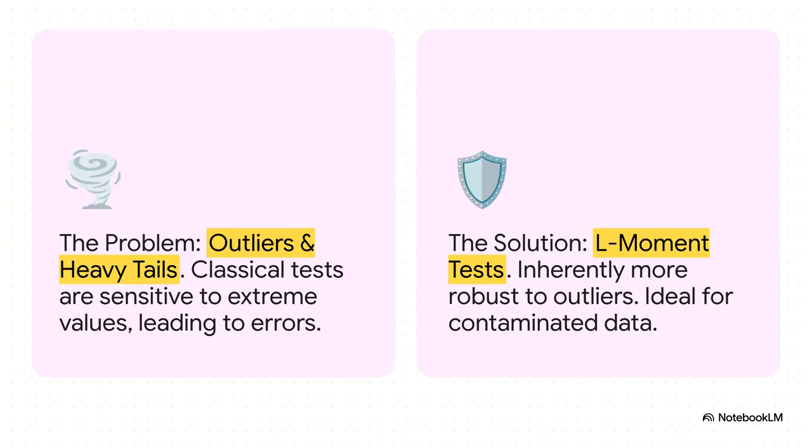Okay, so problem number one, outliers and those heavy tails. The solution is something called an L-moment test. See, classical tests often square values, which makes extreme data points have a huge effect. But L-moment tests are smarter. They use linear combinations, which basically means they don't overreact to a few weird points. They're like a heavy-duty wrench that won't slip, even on the toughest bolts.